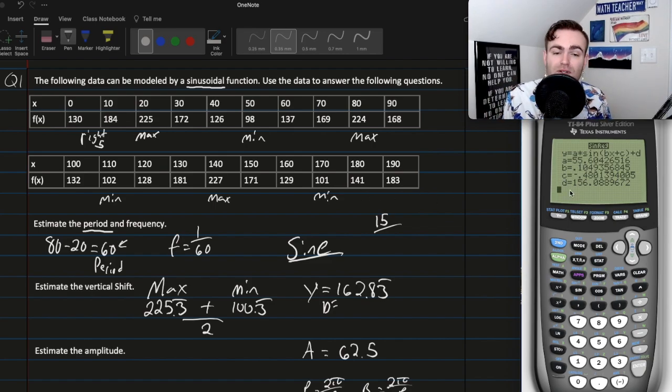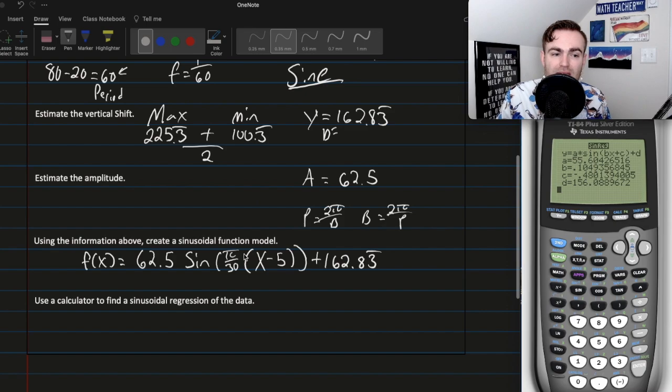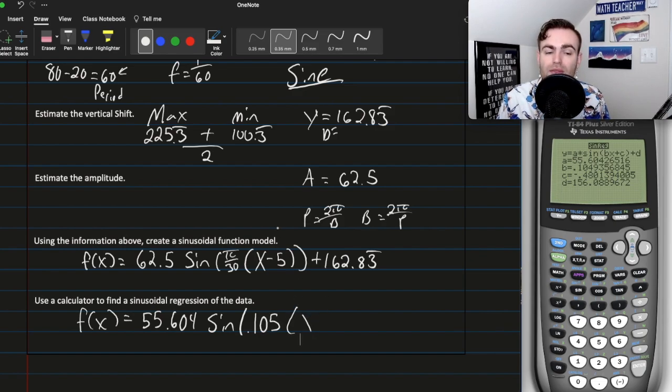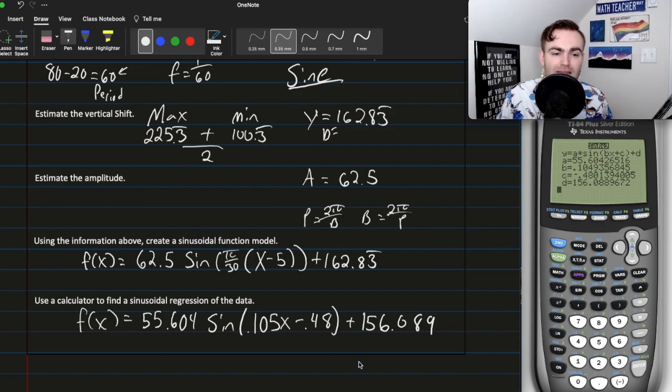We have this function here. If I write it down, we can compare. So in our model, f of x is equal to 55.604 sine of 0.105. Now, they don't have it factored like we do, so let's not factor it here. x minus 0.48, plus 156.089.